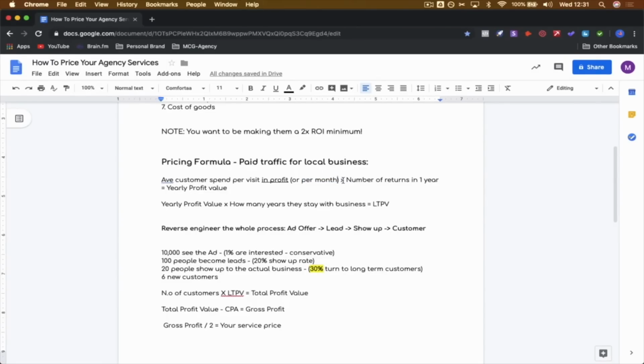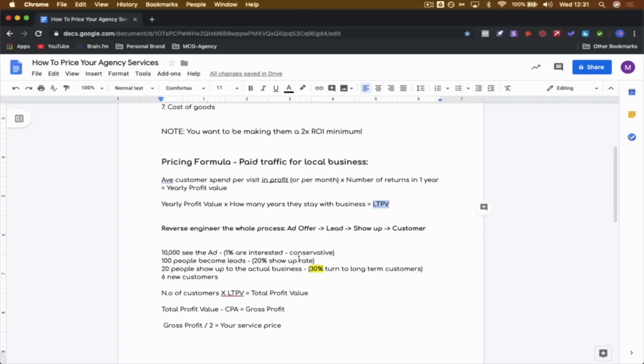Then what you want to do is times that by the number of returns, or how many months they stay on for, and that will give you the yearly profit value. Now you want to take the yearly profit value and times it by how many years in total that customer stays with that business, and that gives you the lifetime profit value.